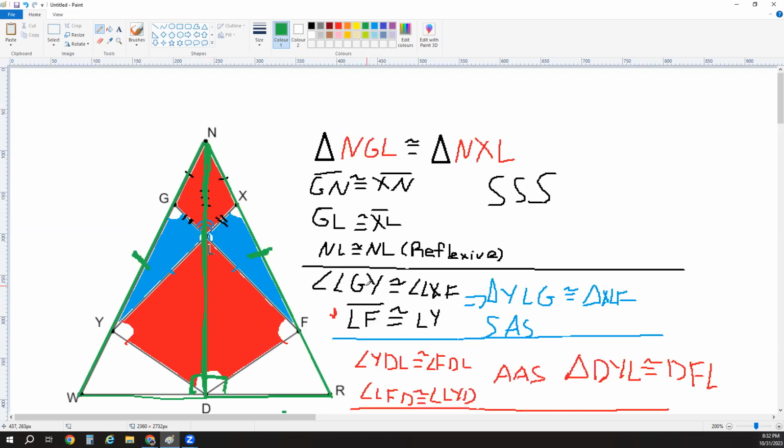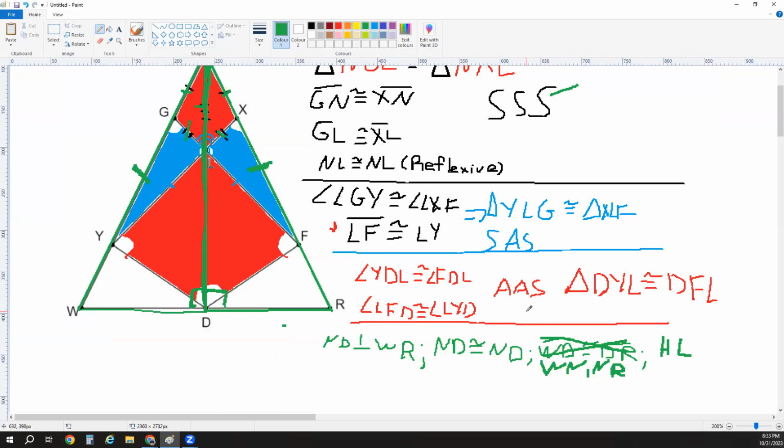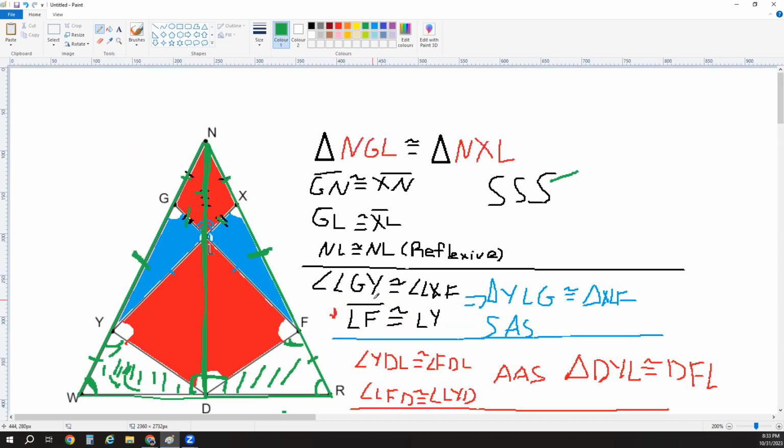Okay, and then finally, I've used side, side, side, and side, angle, side. Oh no, angle, angle, side. Now I need an angle, side, angle, right? So if I wanted to use this one, I would have to find an angle, a side, and an angle. Say I knew these three here, this angle, this side, and this angle. Then I could tell that these green areas here would be congruent.